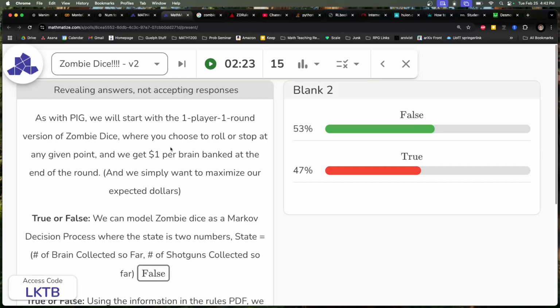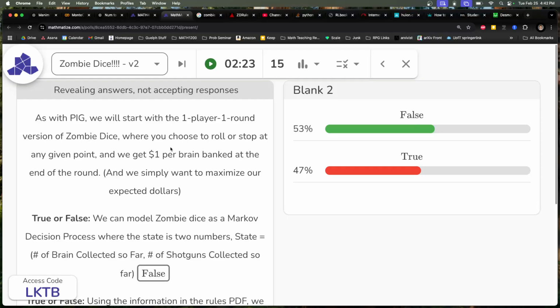Like if I really did all the work and wrote everything down, including the colors and what's in the cup, then it would be a Markov decision process. But by only writing down the brains and the shotguns, I'm only seeing part of it. And when you only see part of it, the parts that you don't see can create a memory between what happened in the past and what happened in the future. And so it's not, strictly speaking, a Markov chain.